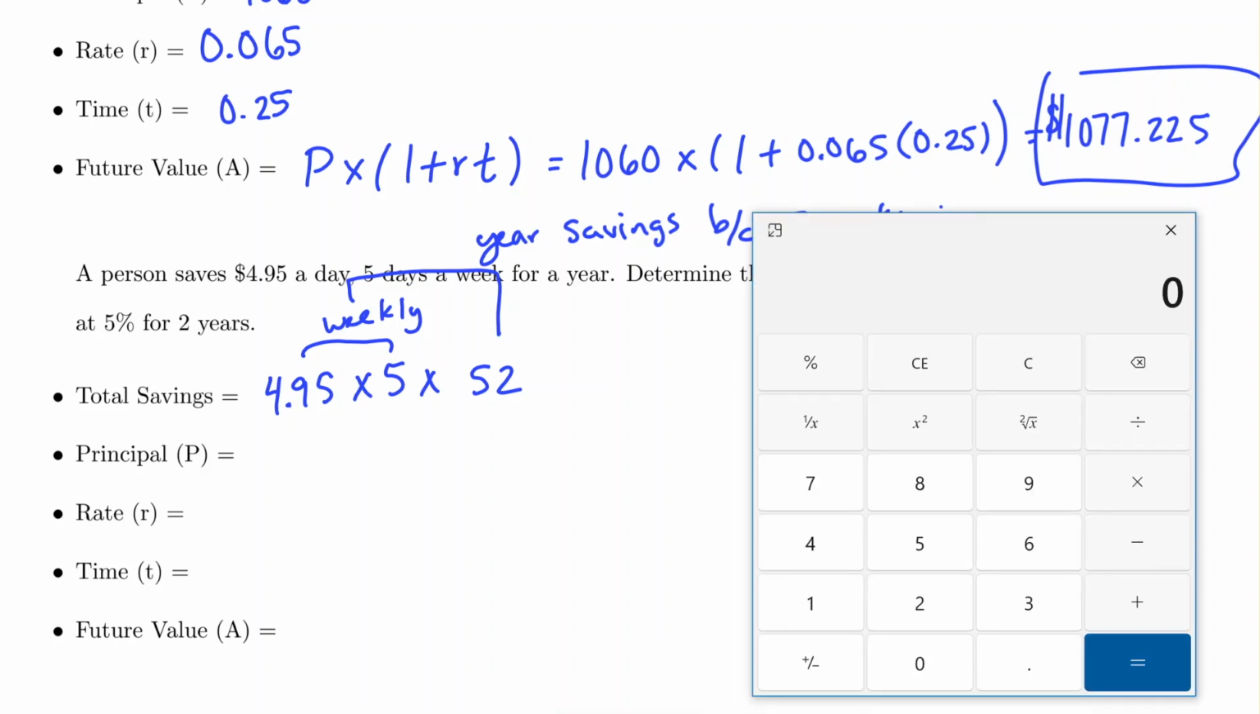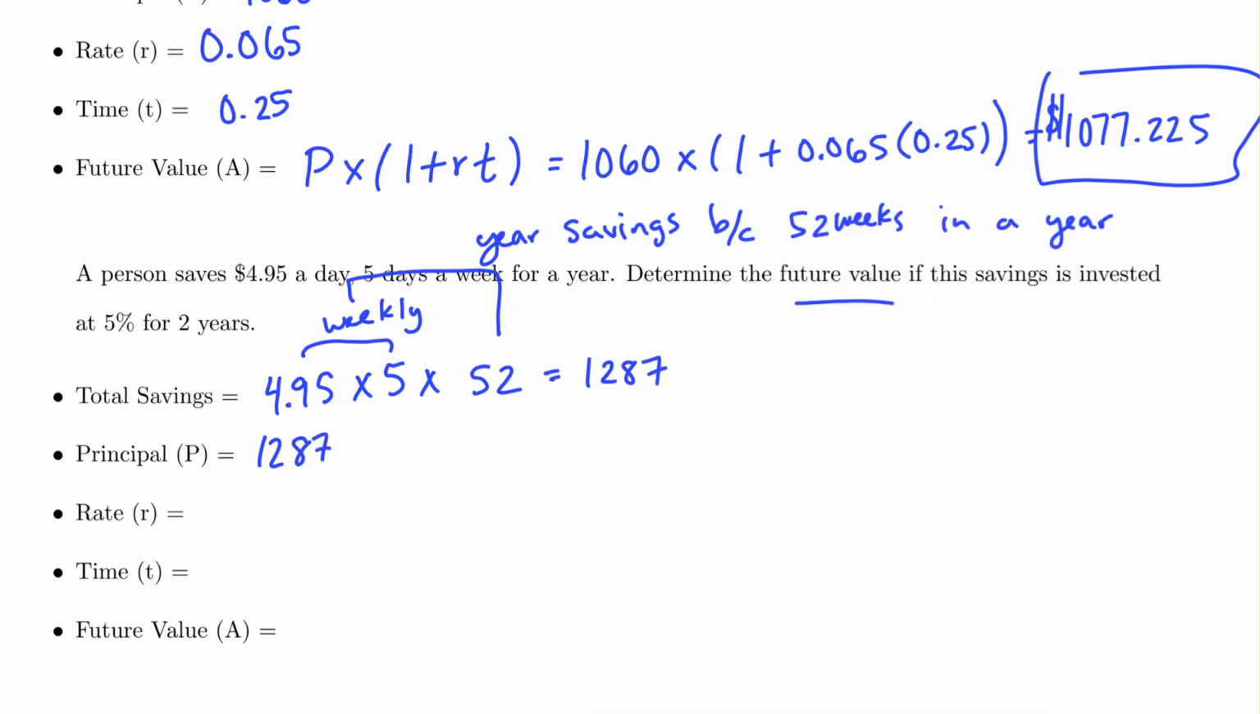So we multiply 4.95 times 5 times 52. And that gives us a total savings of $112.87. Now this is the amount that we want to invest. So that becomes our principal. Our interest rate was 5%, so 5% as a decimal becomes 0.05, and it was 2 years.